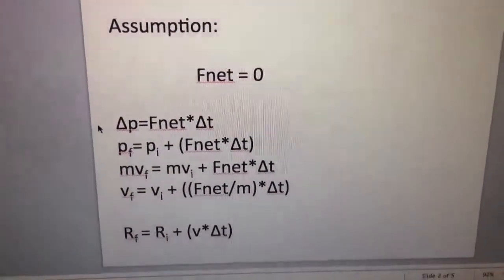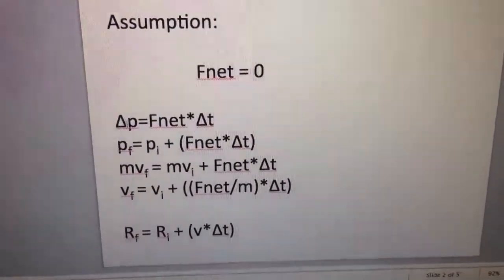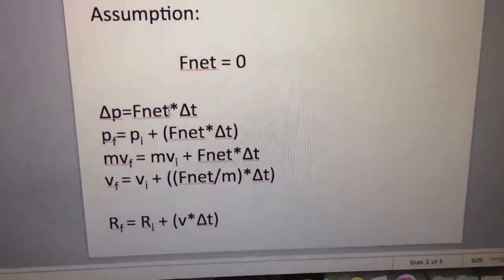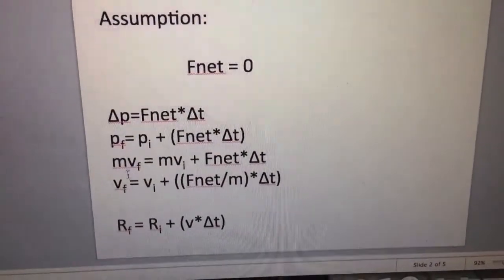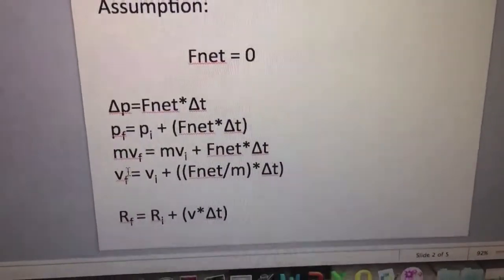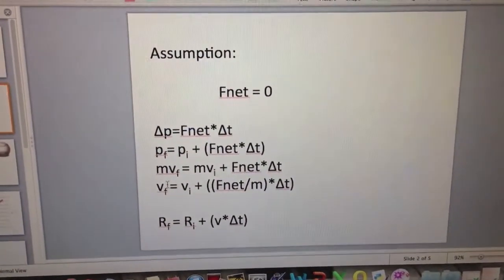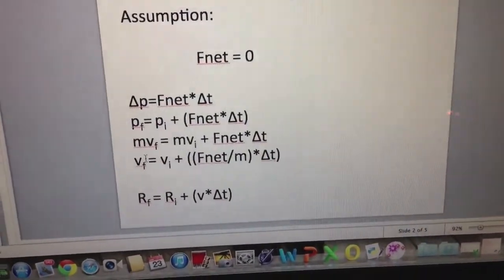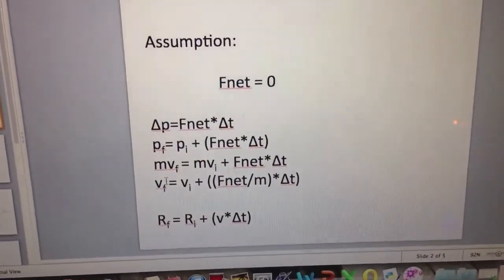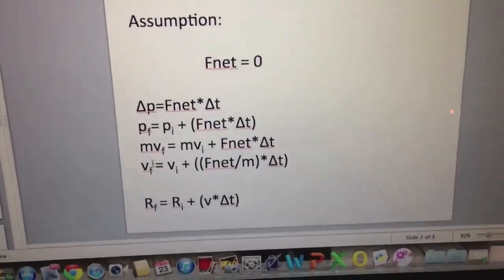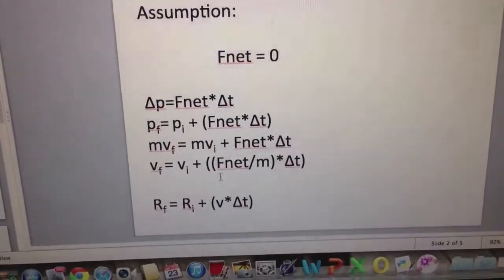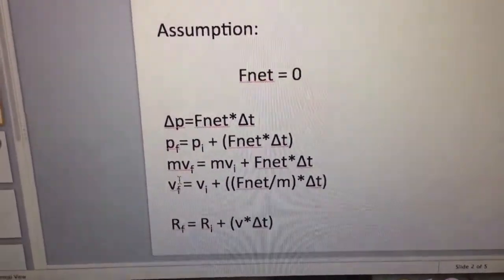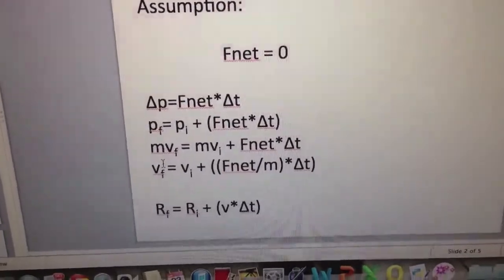Right here is the momentum principle, which is the change in momentum is equal to the net force times the change in time. And I have derived it down to the velocity form, where the final velocity is equal to the initial velocity plus the net force divided by mass times the change in time. For our purposes, the net force is zero, so all of this would be equal to zero, making the final velocity equal to the initial velocity, constant velocity.